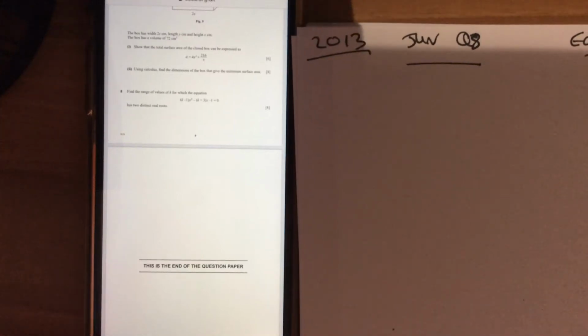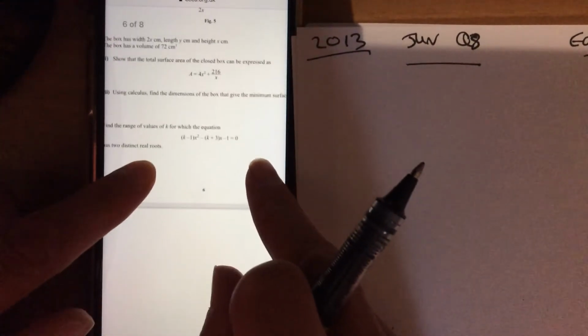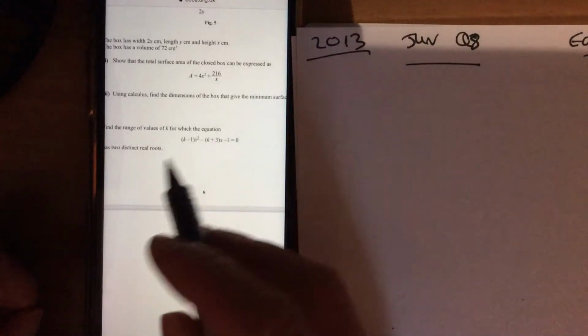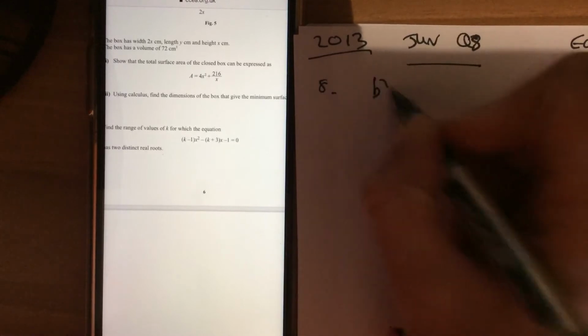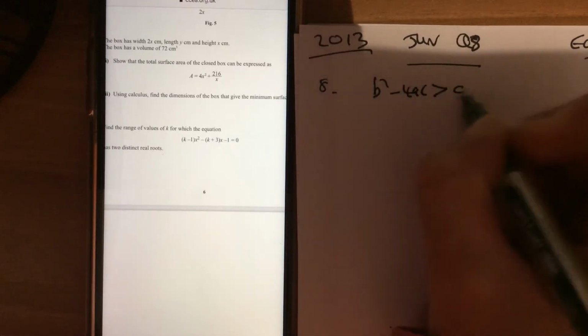Okay, I'm going to look at 2013 June question 8. It says find the range of values for k for which this equation has two distinct roots. So that's going to be your discriminant: b squared minus 4ac is greater than 0.